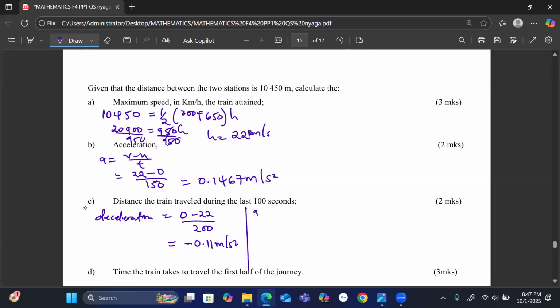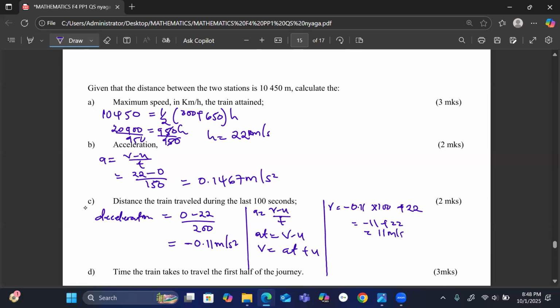Now, acceleration A is given by V minus U over T, so that AT becomes V minus U, and V will be equal to AT plus U. So we find now the V. V will be equal to negative 0.11 times 100 plus the 22 meters per second, so that we have negative 11 plus 22, and we get 11 meters per second.